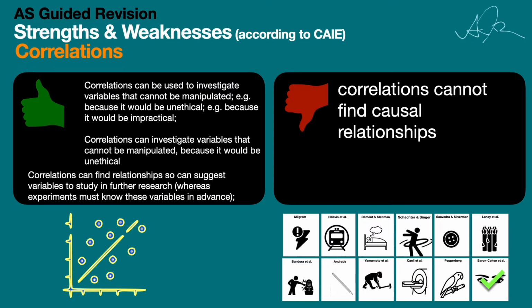Now, correlations can be used to investigate variables that cannot be manipulated. So the example of Baron Cohen is a good one because you can't manipulate one's autism quotient score, nor their ability to read people's emotions. Now, is there a relationship there? There probably is, but this is a correlation. This is not necessarily experimental. The whole thing itself is a natural experiment, but the method being used in that particular instance is correlational.